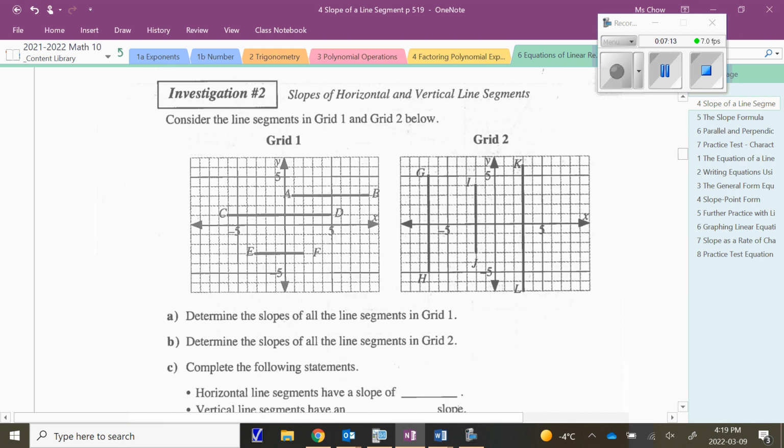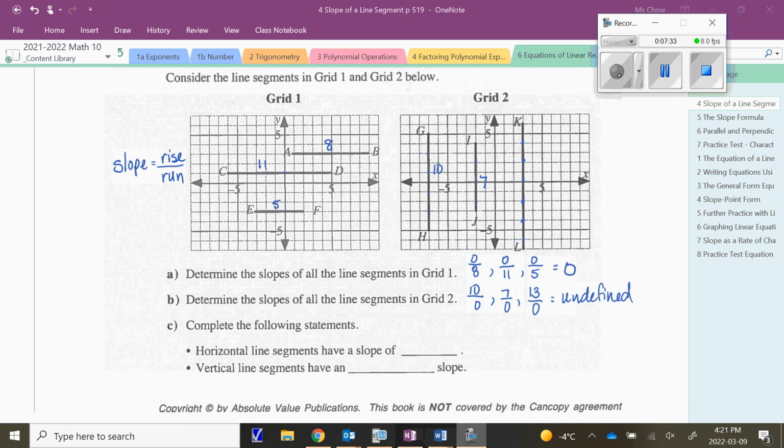Okay, let's take a look at investigation number 2. So on grid 1, we have some horizontal lines, and grid 2, we have vertical lines. So would you please take a moment and figure out what the slopes of each of those line segments are, and then come back.